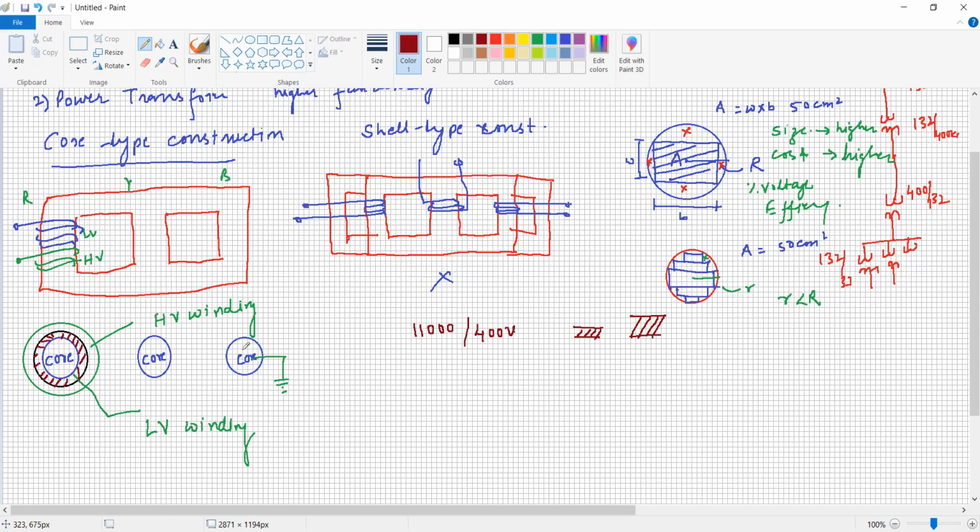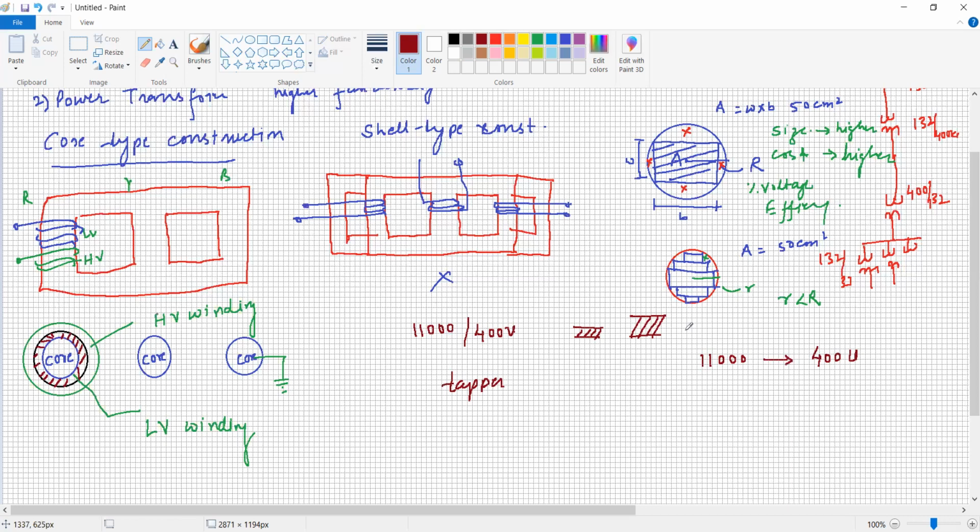The second reason is the tapping of the transformer. For example, we want to keep the voltage 400 volt constant in the secondary winding, and there is 11,000 volt. It will be as per our design.